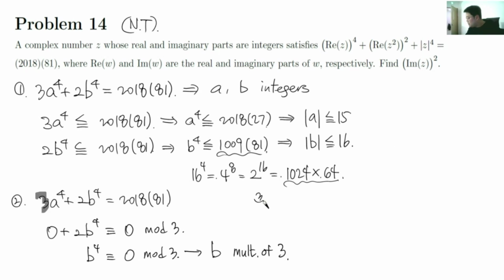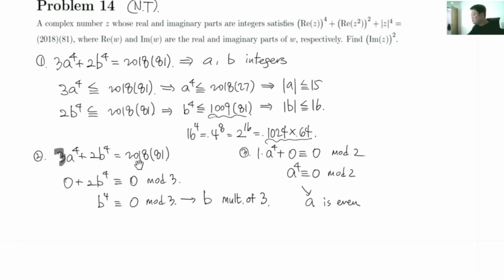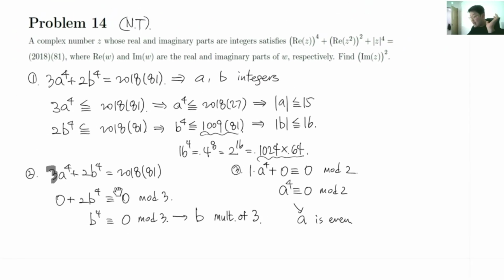But here's what's up. Number 3. Let me try out mod 2. Let's look at mod 2 as well. In mod 2, it's gonna be 1 times a to the power of 4 plus 0 equivalent to 0 mod 2. So a to the power of 4 is equivalent to 0 mod 2. Then what is a? a is an even number. So far, this is what came out first. We got lots of possibilities for a's and b's and whatnot. I hope that everyone agrees. Everything up to here is totally agreeable. Right? Now the next thing.